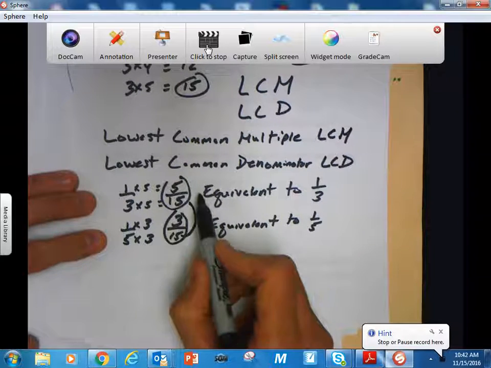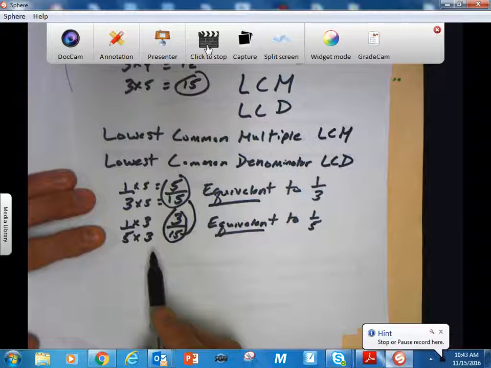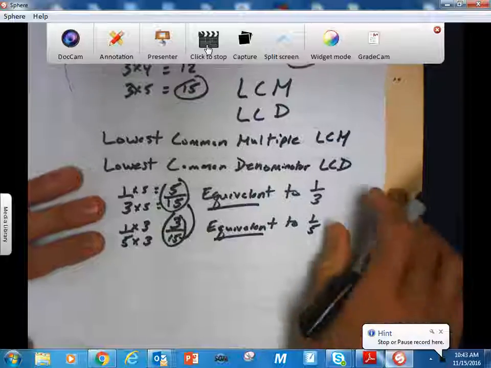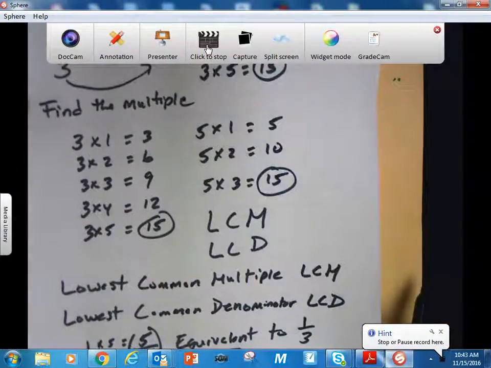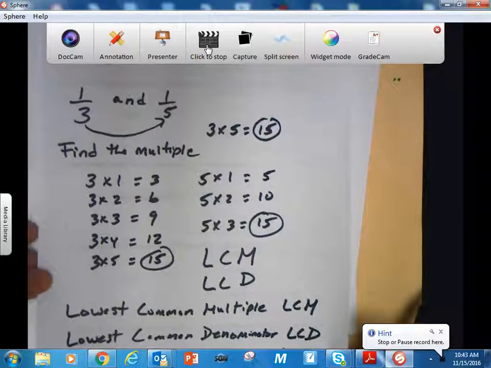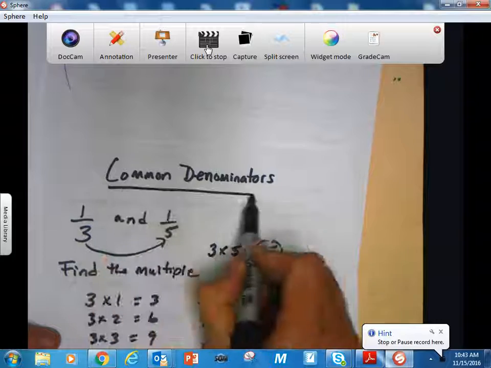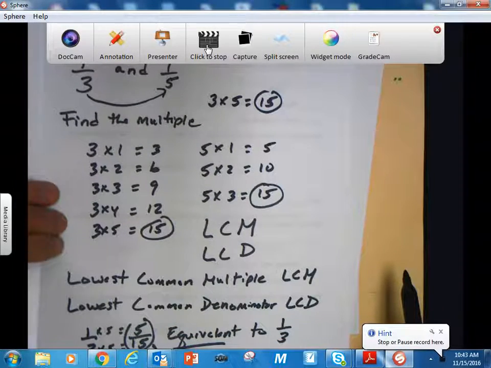Both of these fractions are equivalent to the original fraction. All of these strategies help us either add or subtract fractions by finding the common denominator. And this is what you're going to practice today in class.